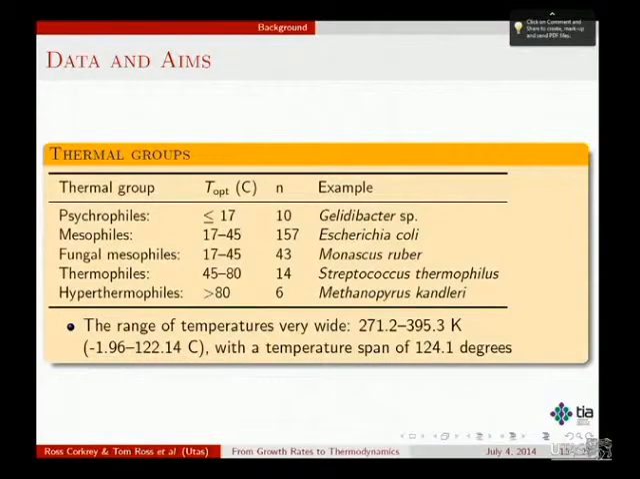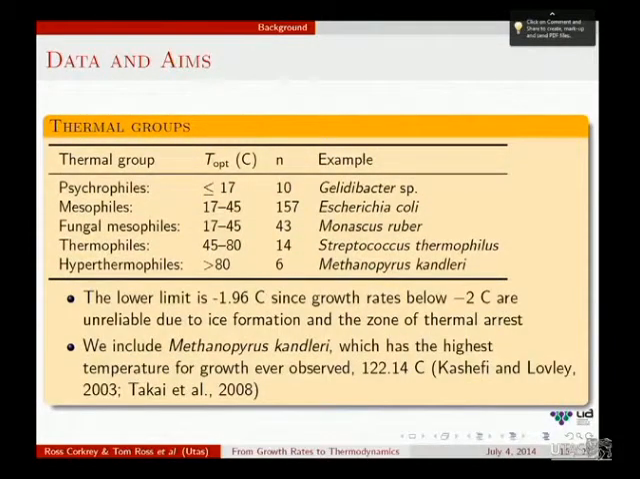It also spans a huge temperature range, 124 degrees. So that's very big. But that goes from -2 degrees, below which it's difficult to measure rates for various reasons. But we do go up to the maximum temperature of 122 degrees. For Methanopyrus kandleri, it actually grows up to that temperature, which is well above boiling point. And you may wonder why, but this is an organism that grows at the bottom of the ocean under high pressure, where it's possible to grow at above boiling point.